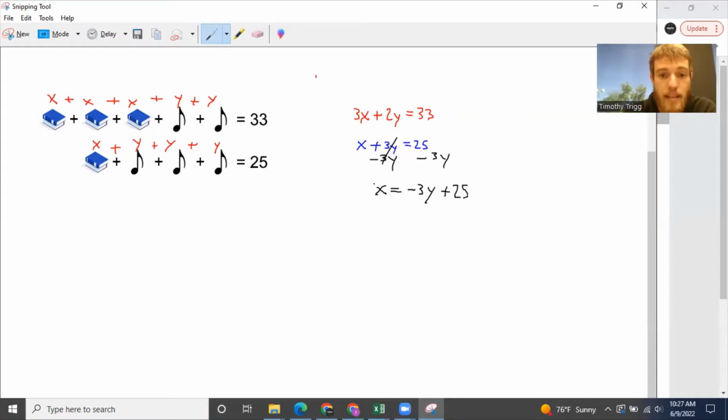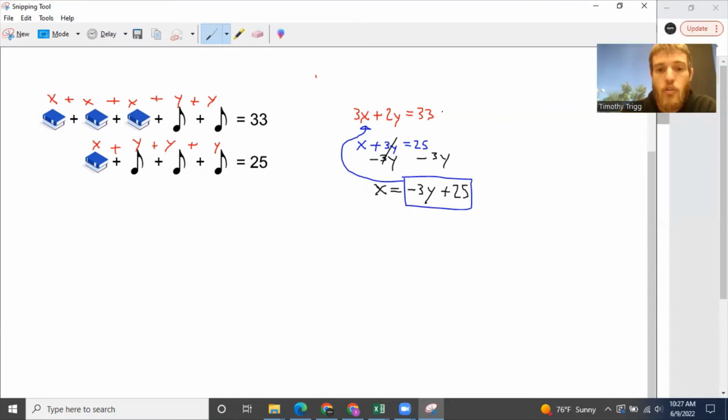Now that we see that it says x equals negative 3y plus 25, we can grab what x equals and substitute it in for the value of x in the first equation. So we use the second equation and then plug it into the first equation. Sometimes you'll take the first equation and plug it into the second. It just depends on what variable you're able to get by itself. In this case, we were able to get x by itself in the second equation, so then we'll place it back into the first equation.